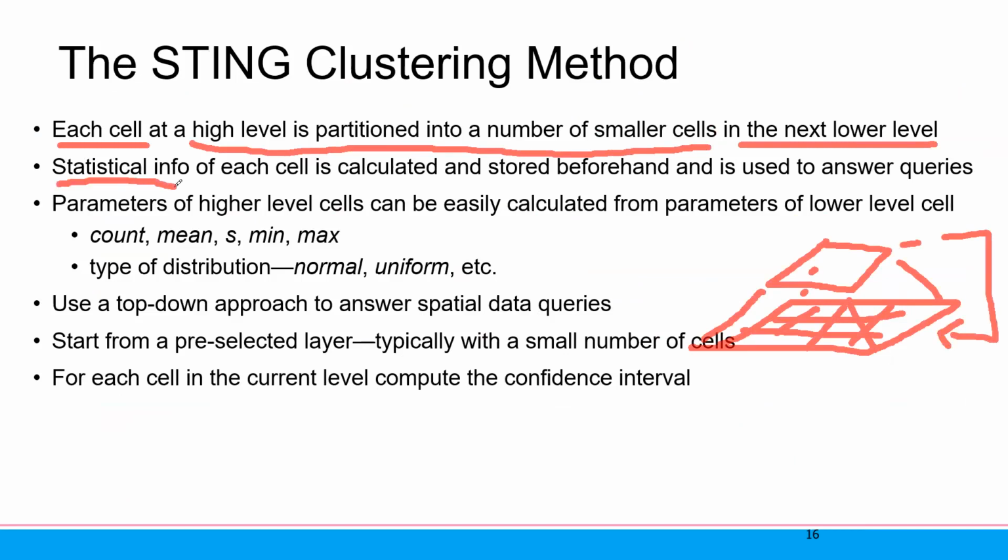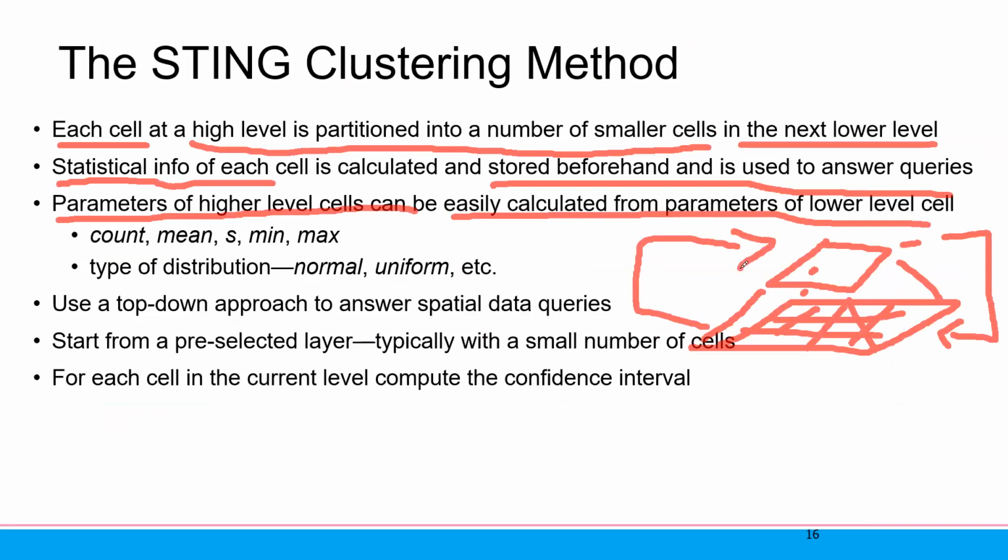And we can check the statistical info on its cells. We will store it beforehand, and it is used to answer queries. Parameters of the higher level cells can be easily calculated from the parameters of the lower cells. If we have the information from the lower cells, we can extract the parameters in the higher cell. At the same time, if we know the parameter in the higher cell, we can try to figure out the parameter in the lower cell.